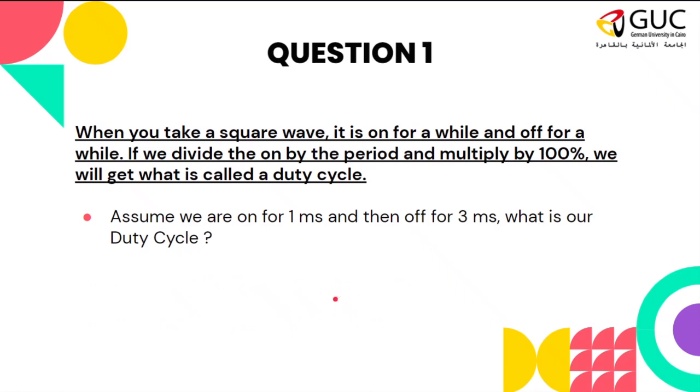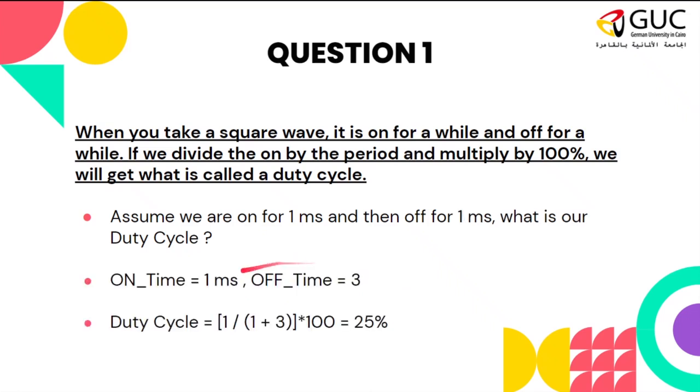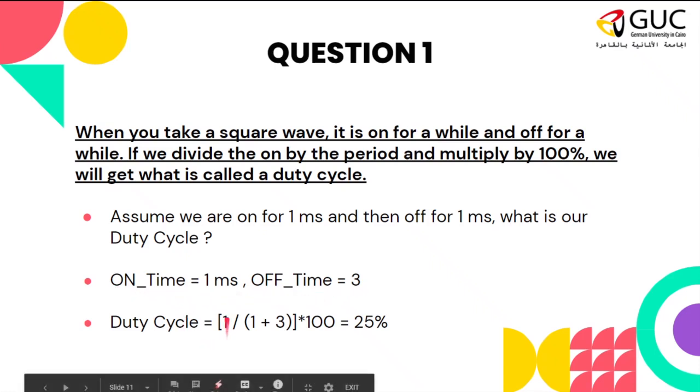Assume that we are on for 1 millisecond and off for 3 milliseconds. What is our duty cycle? The on time is 1 millisecond, off time is 3 milliseconds, so 1 over the total, which is 4, times 100 is 25%. Sorry, 25%.